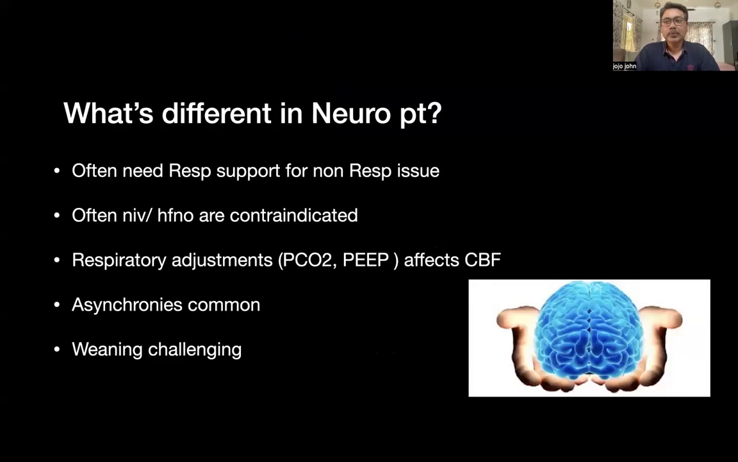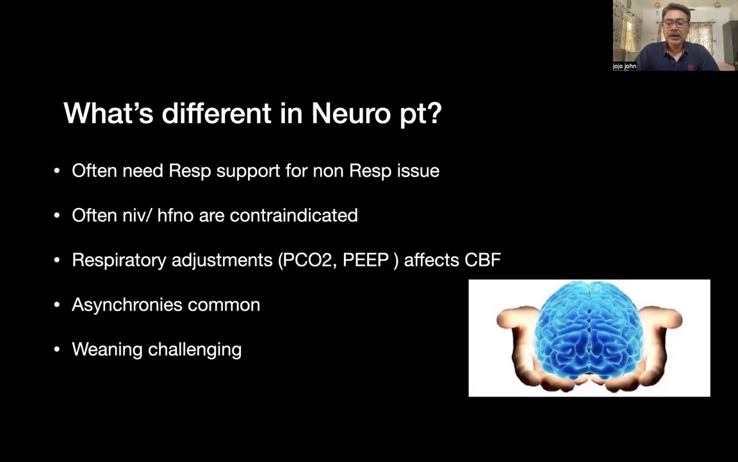Non-invasive methods of support like HFNO and NIV are often contraindicated in this population. Not just that, respiratory adjustments that make changes in carbon dioxide levels or titration of PEEP can affect the cerebral blood flow, and this can change the trajectory of the disease.